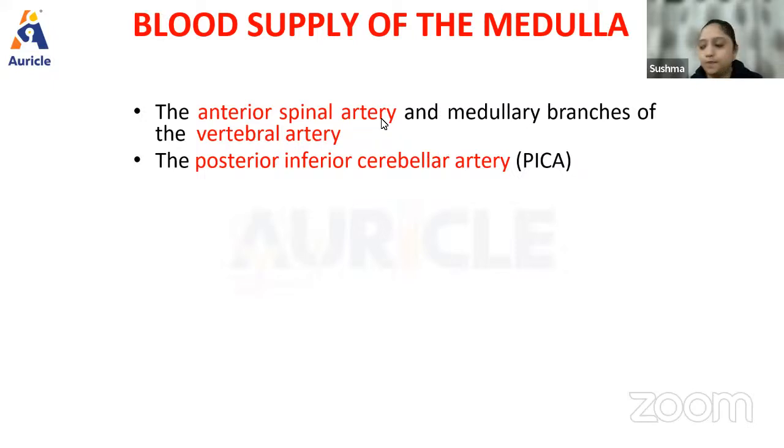Medulla is mainly supplied by anterior spinal artery and medullary branches of the vertebral artery. Anything to memorize here? Medulla continues down further as spinal cord. Obviously, it is going to have the blood supply which is related to spine as well. Anterior spinal, vertebral artery. But we also have another artery which supplies the medulla, and that is PICA.